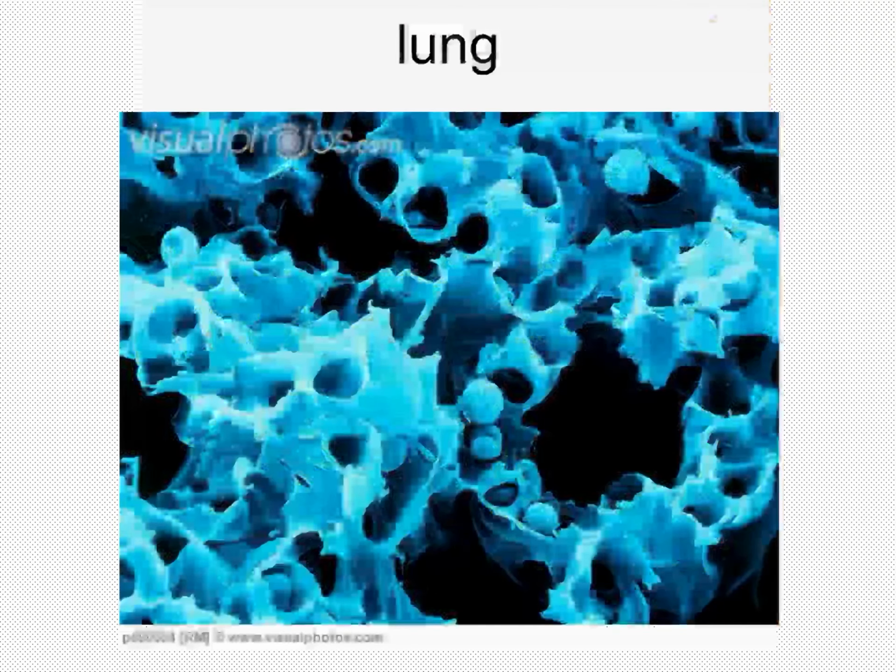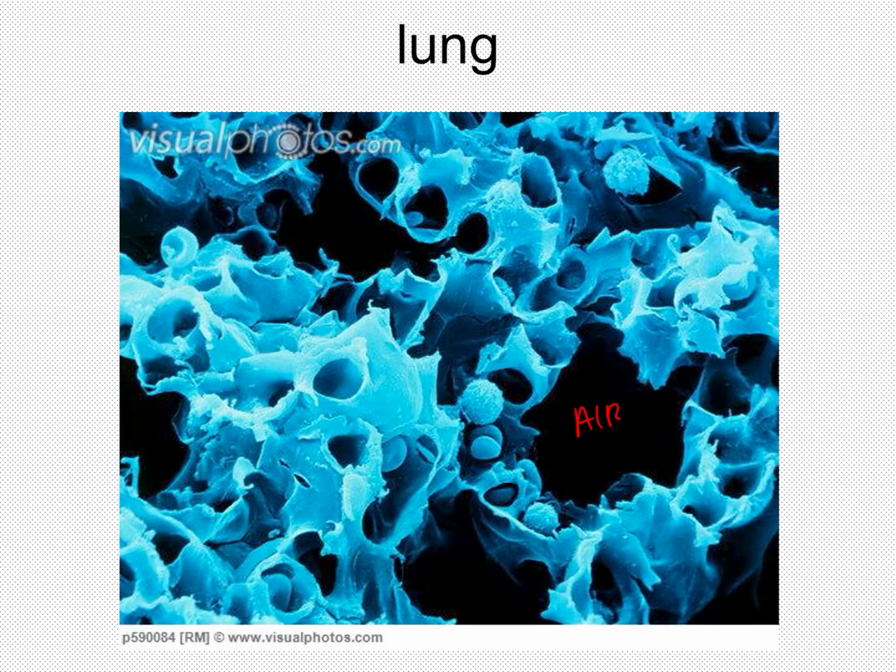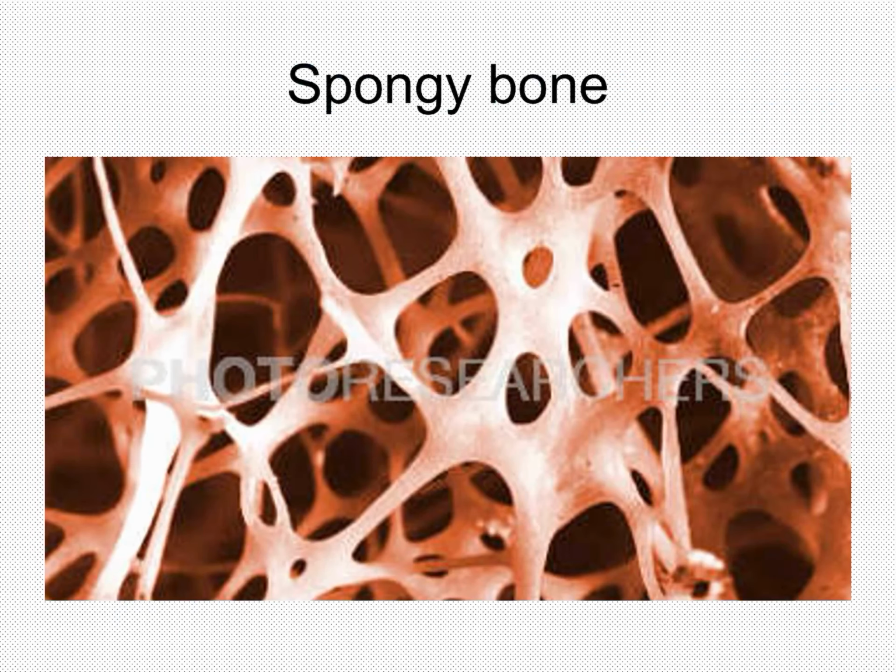This is lung tissue. So lung is made of epithelial tissue, thin cells, and a lot of empty spaces. So these dark spaces are going to be air spaces where obviously you breathe in and out. And then you have the blue cells. So the lungs are very spongy. As you can see, it's very airy.